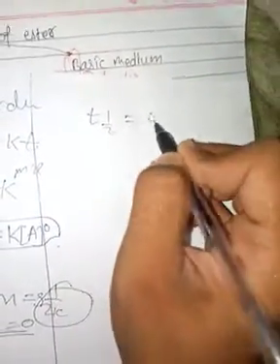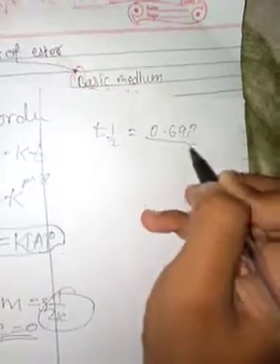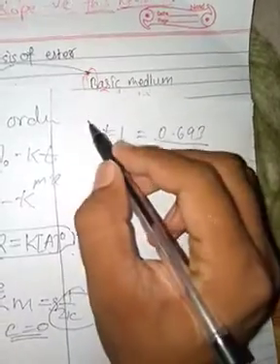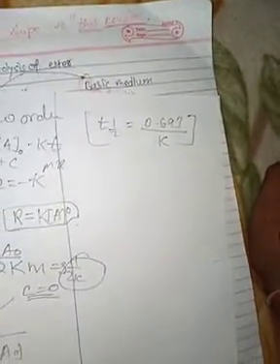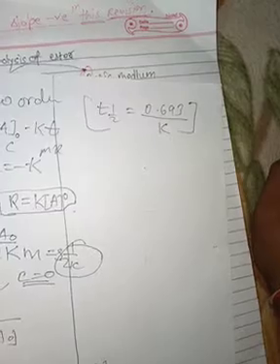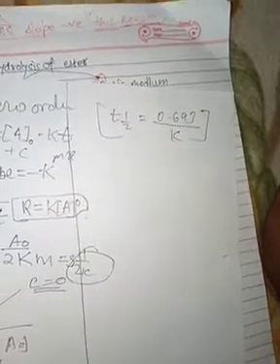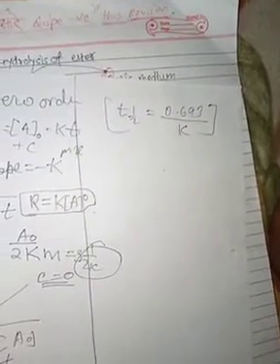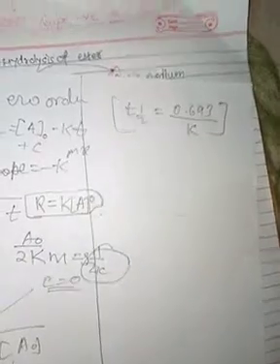Now coming to the next point, that is t half of first order reaction, which is 0.693 upon k. From here it is very clear that t half of a first order reaction is independent of the initial concentration of the reactant. Okay friends, it was all about first order reaction.